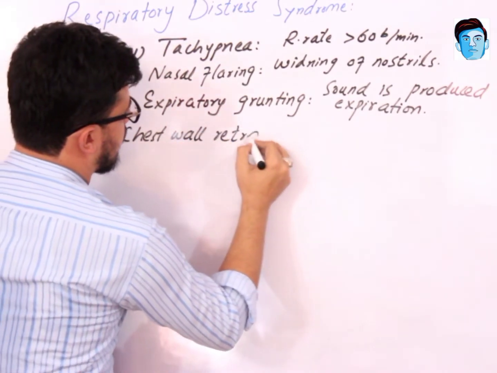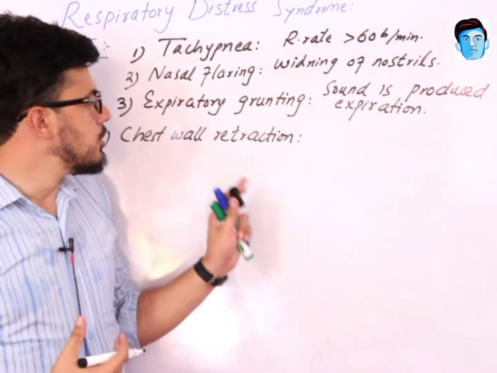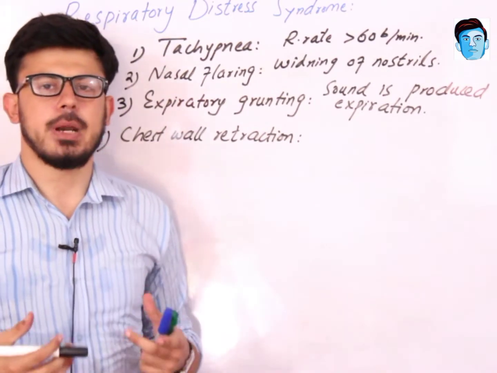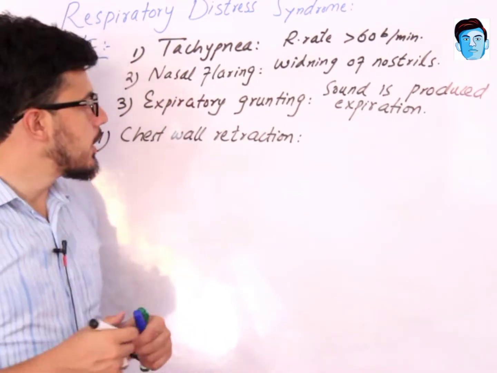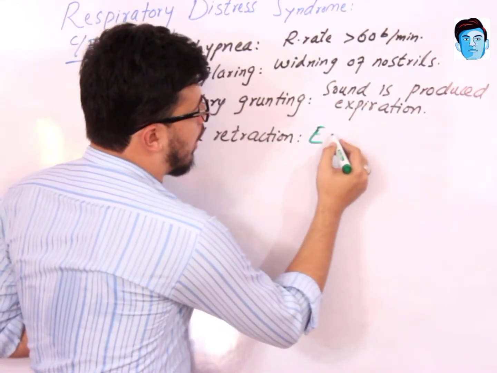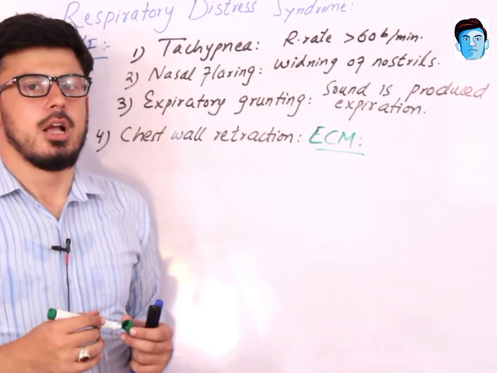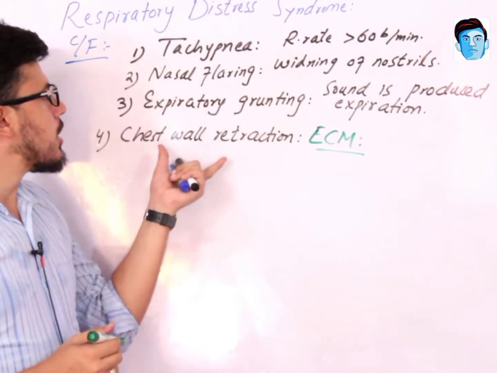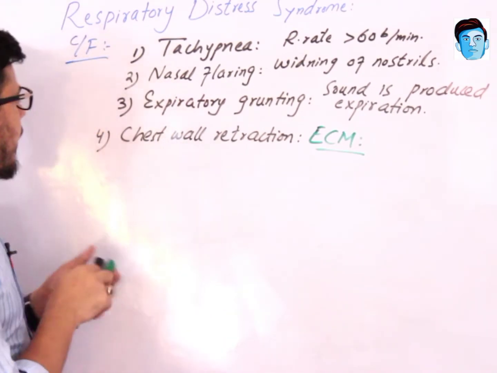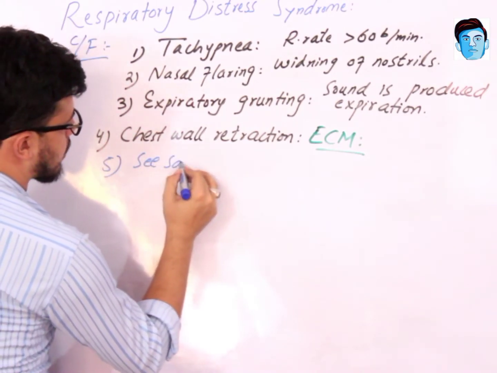So normally the chest wall rises outside. But what happens if there is negative pressure within the chest? In that condition, the external costal muscles draw inward. As a result of that, the chest wall is retracted. So here there will be chest wall retraction, and the most important sign is seesaw respiration.